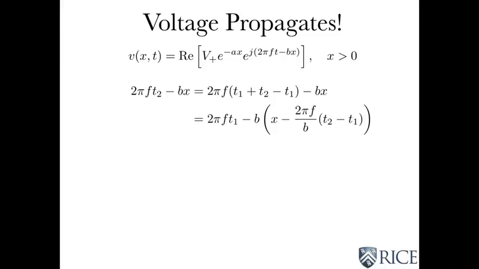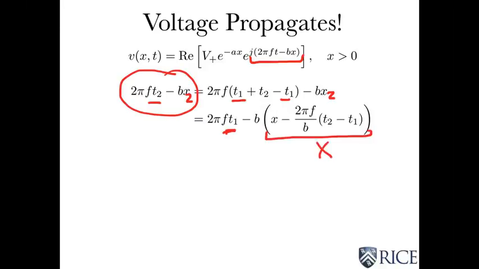What I'm going to look at is this exponent up here, and I'm going to evaluate it at the time t2 and let's say location x2. Well, I'm going to add and subtract t1 here, and what you find is that this expression equals the same quantity at a different time and a different location x1. The separation between x1 and x2 is given by this quantity.